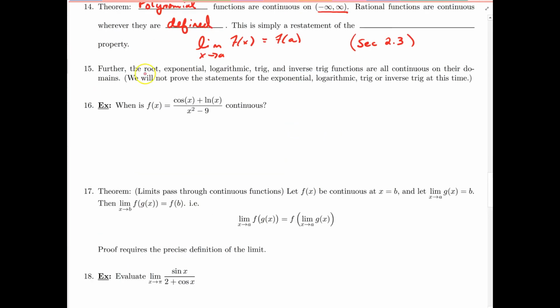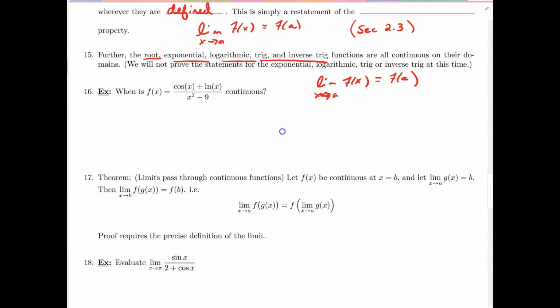Okay. So in fact, we can extend this. That means this idea extends to the root, exponential, logarithmic, trig, and inverse trig functions. Those are all continuous on their domains, meaning from here on out, if I ask you to find the limit as x approaches a of f of x, and if it's one of these functions, a root function, an exponential function, logarithmic, trig, or inverse trig, if you want to evaluate that limit and the a value, this is the caveat, right? And the a value is in the domain of that function, then you can simply evaluate the function at that point. So this is an extension of the direct substitution property from section 2.3.